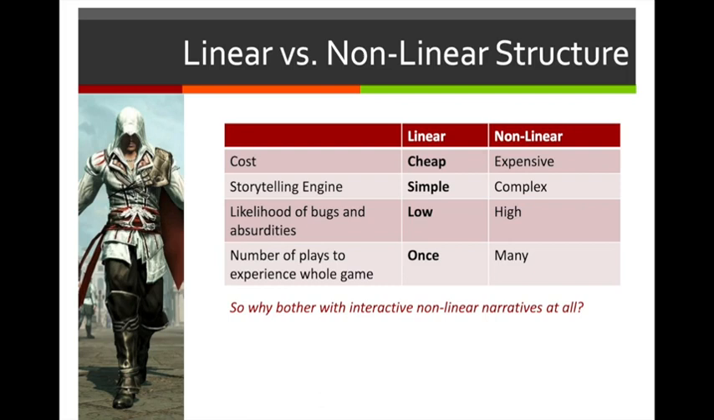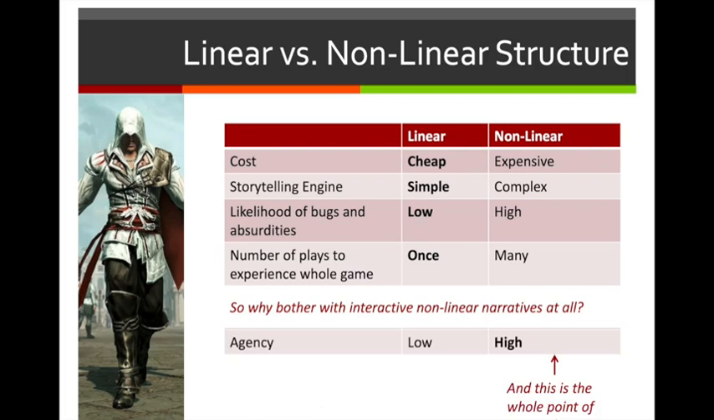So in that case, why do we bother with interactive non-linear narratives at all? What is the point? Well, I would posit that it's because of agency. Because in linear storytelling, your agency is very low. You have very little impact on what happens in the narrative. Whereas in non-linear storytelling, your agency can be quite high. And that's the whole point of a game. I think the defining characteristic of a game is that you have agency over what happens. It's the one thing that makes games different from all the other types of media we interact with and consume.